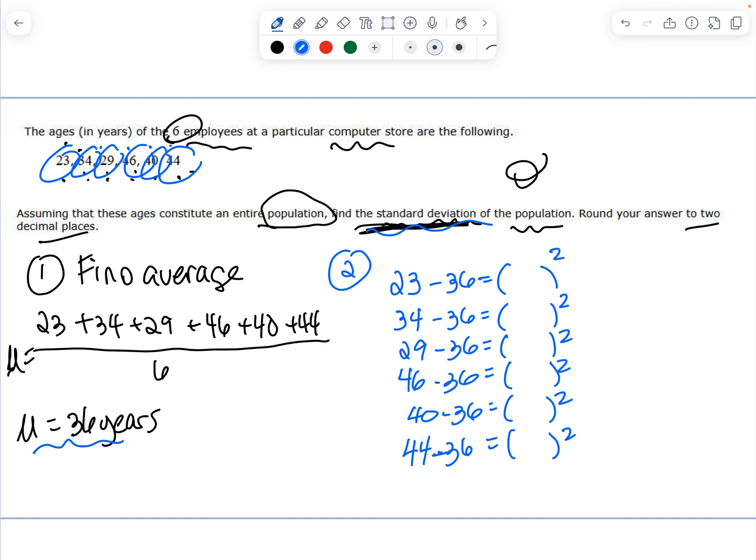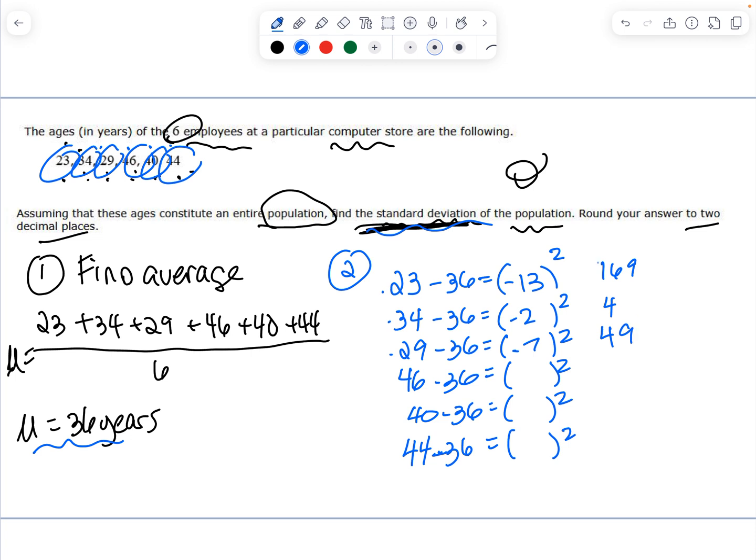So we do 23 minus 36, negative 13. If you square negative 13, negative 13 times negative 13 gives you 169. Then 34 minus 36 is negative 2, and squared that's 4. 29 minus 36 is negative 7. These are all negative because these ages are younger than the average. If you square negative 7, it's 49.